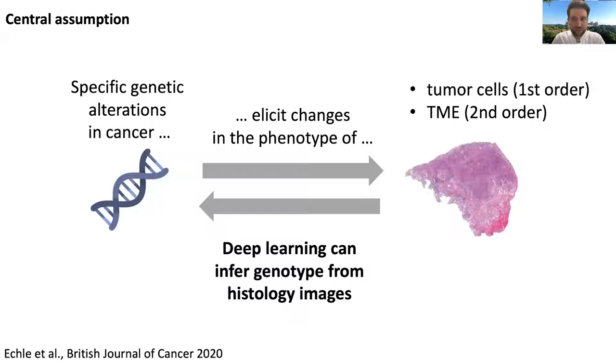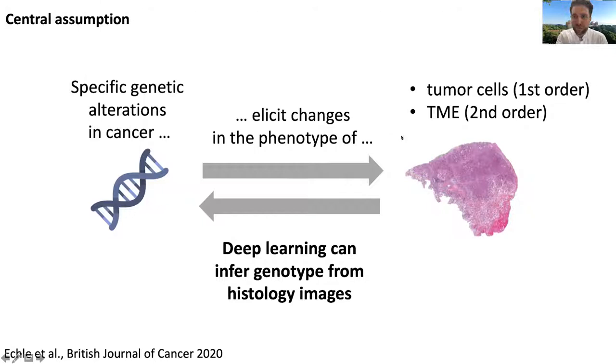And let me start with the central assumption that we have. So we know that each tumor in different patients is different and differs in terms of the genetic makeup. And we can measure that by next generation sequencing of the tumor tissue itself. But we also know that throughout biology, the alterations on the genetic level change and shape the phenotype on a phenotypic level. So the genotype determines the phenotype. That's a basic paradigm in biology.